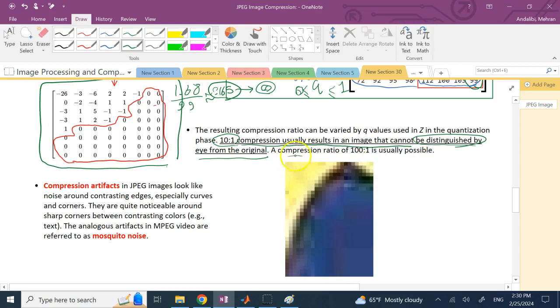Okay, and you can go even as low as 100 by 1. You can bring down the size of the file 100 times. Now, of course, once you are more than 10, you can visibly, without zooming in, see some distortions.